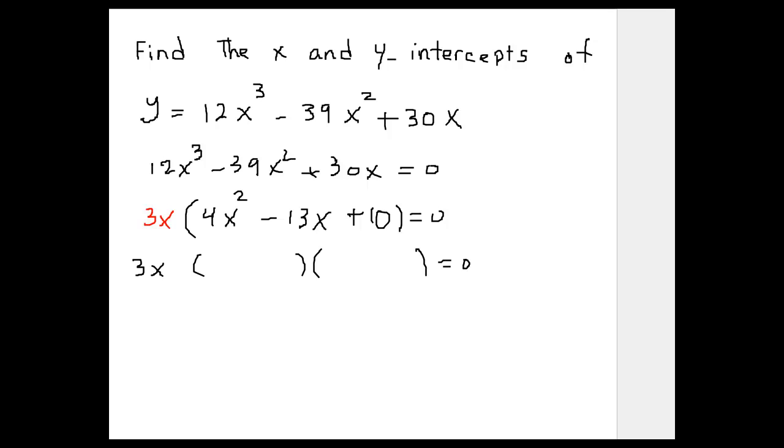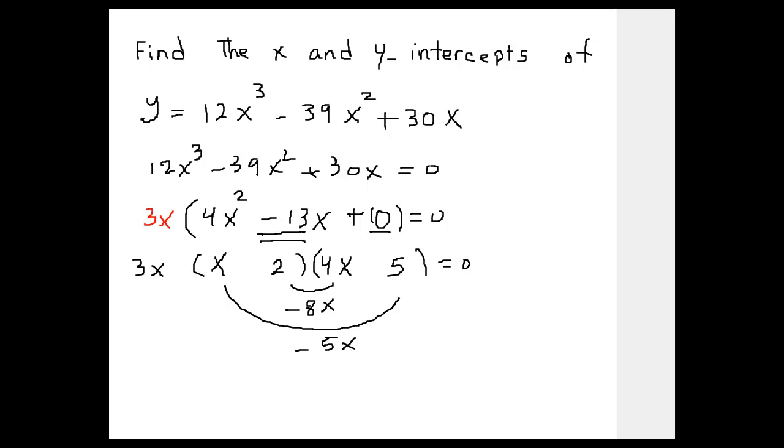4x squared, the possibility for 4x squared would be x and 4x. And then for 10, if I use 2 and 5, this would be 8x, this would be 5x. Can I make negative 13x out of that? Sure can, if both are minus, right? If both of these are minus, minus and minus give me plus 10, so everything is good.